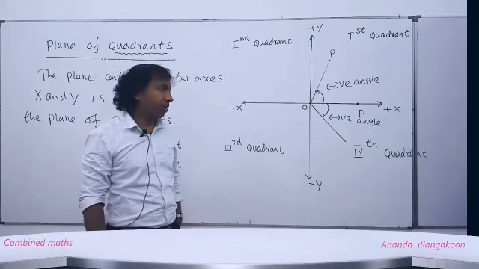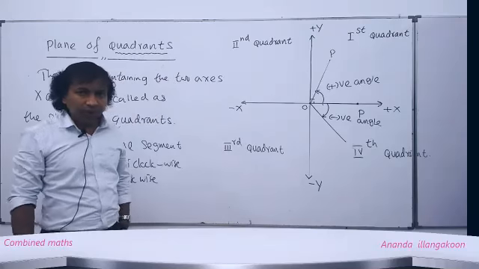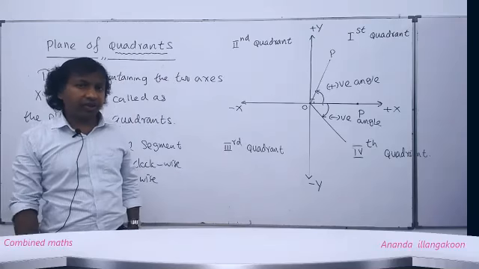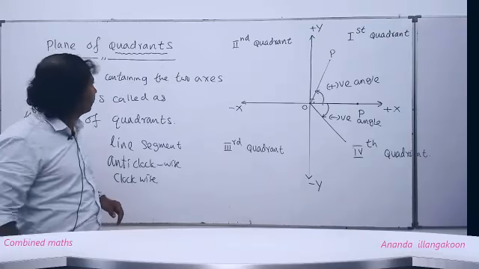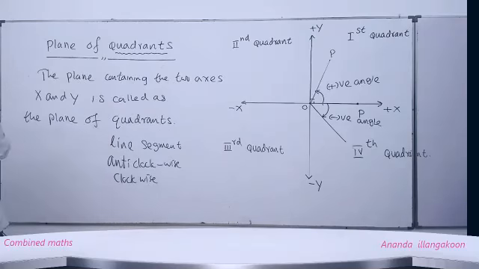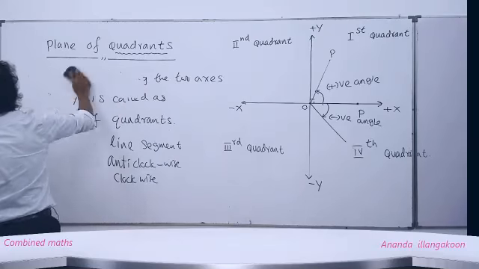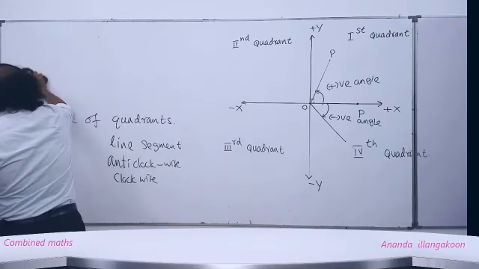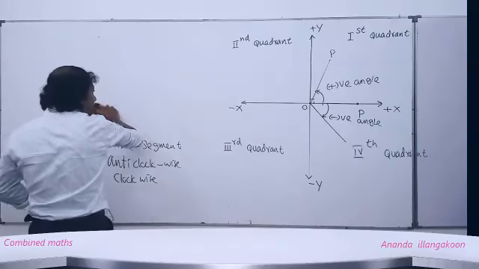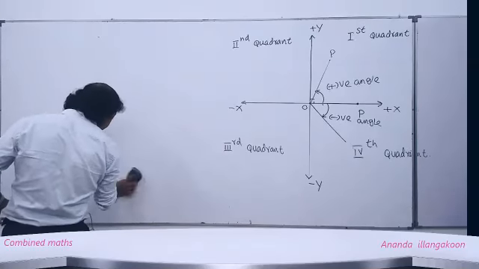Understand? Right? Okay, then we'll write another subheading: Positive and negative angles in the plane of quadrants.